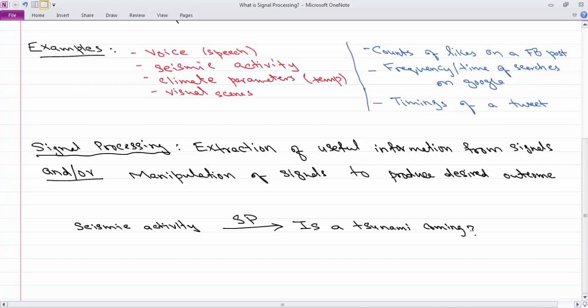That's signal processing. If it is coming, then where will it impact the most? So it starts with a signal and it's trying to address certain types of questions, extracting useful information and so forth.